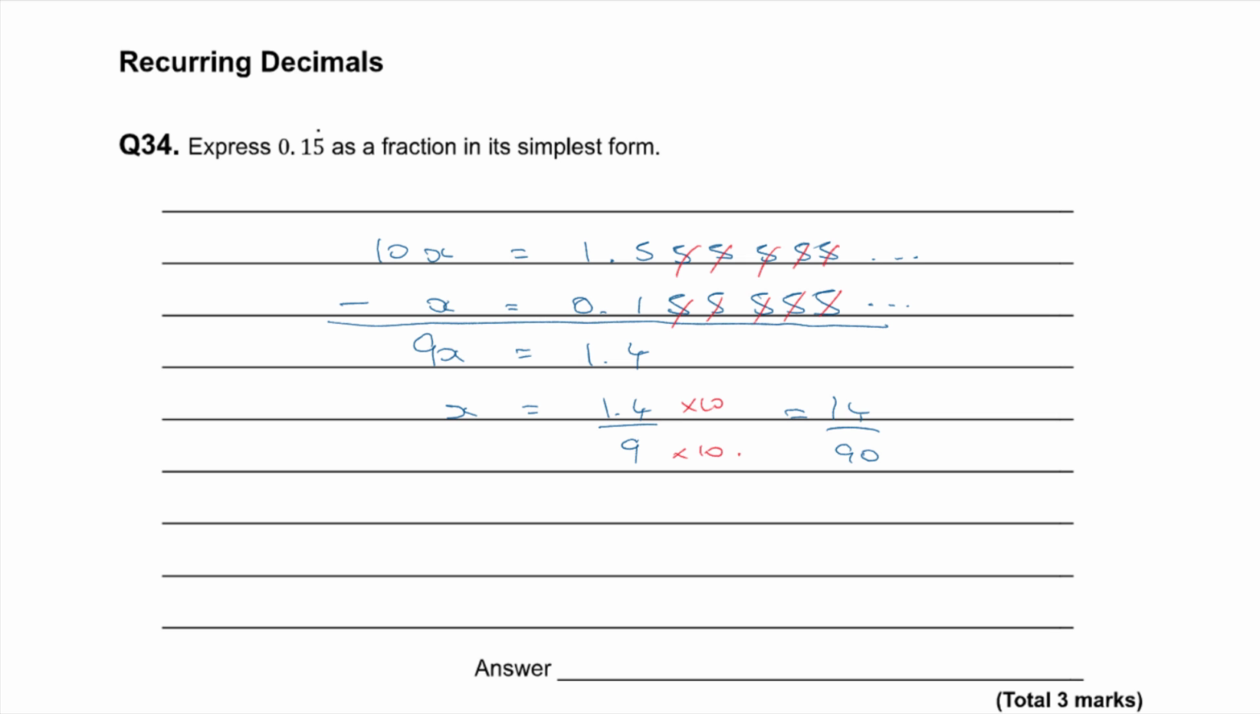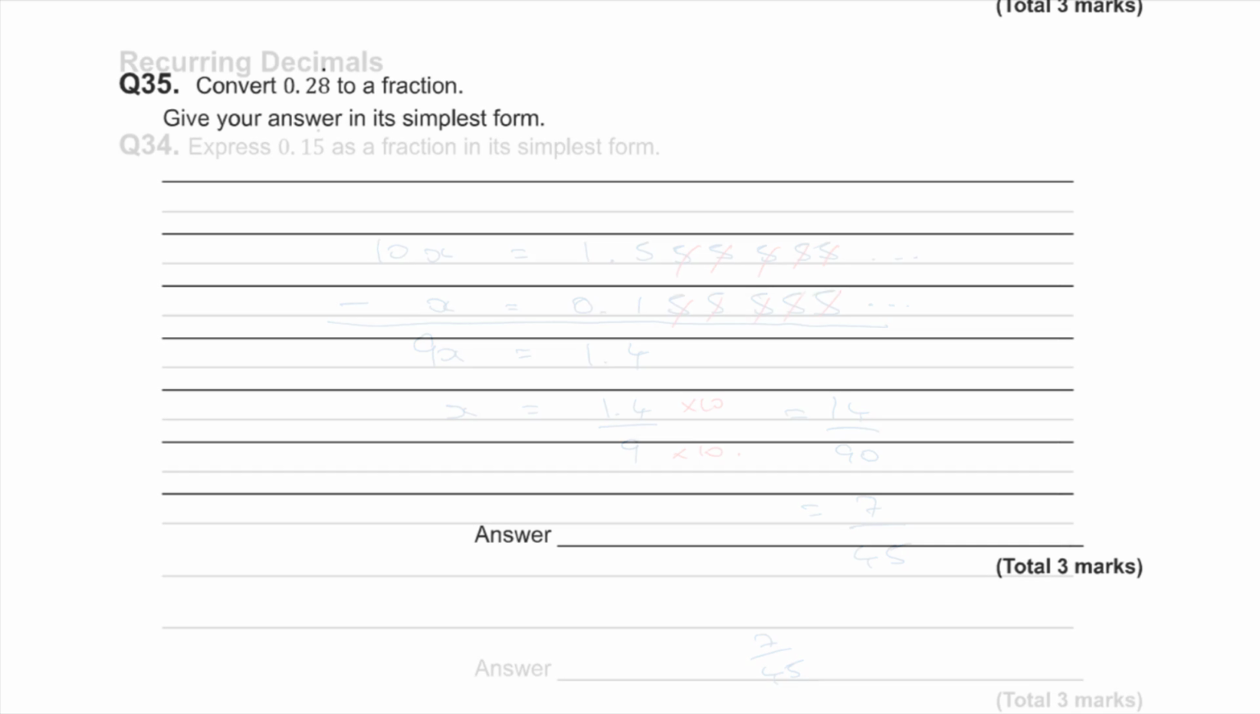Does that simplify? Well, they're both divisible by 2, so I guess that's the same thing as 7 over 45. Go any further? Nope, don't think so. 7 has only got factors 1 and 7, and 7 does not go into 45. So that is my most simple answer: 7 over 45.